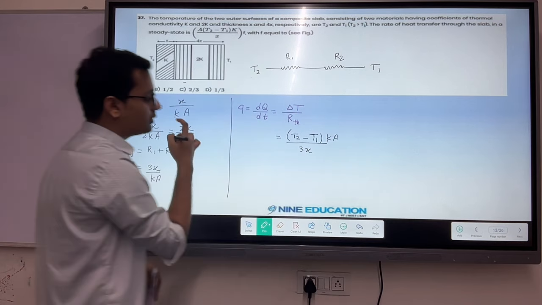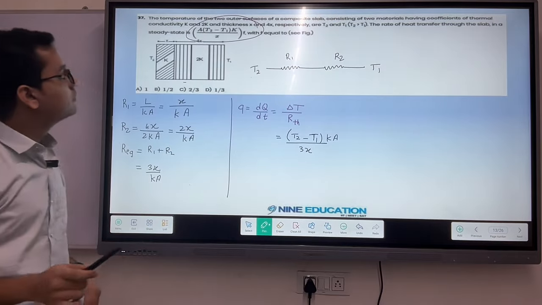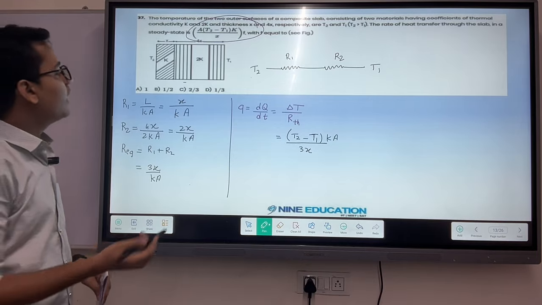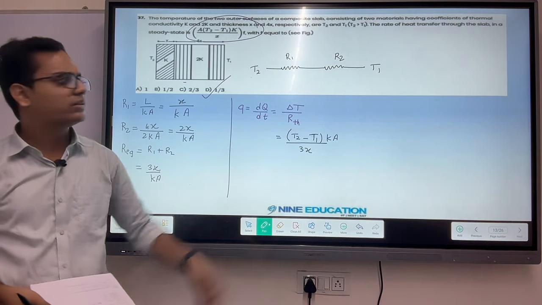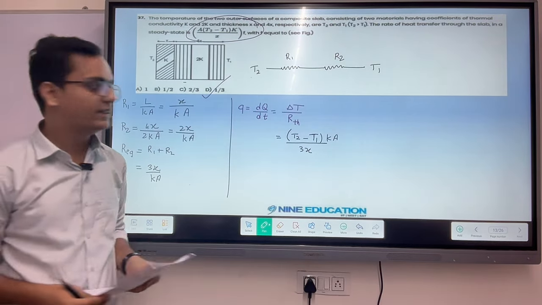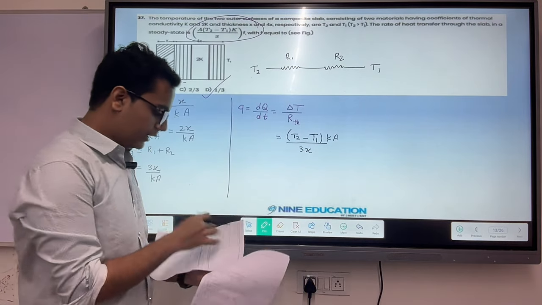Okay. So compare this with this one. You are going to get F is equal to 1 by 3. Okay. This is the final answer. So just compare that, you will get X is equal to 1 by 3. Not X, F is equal to 1 by 3. Clear?